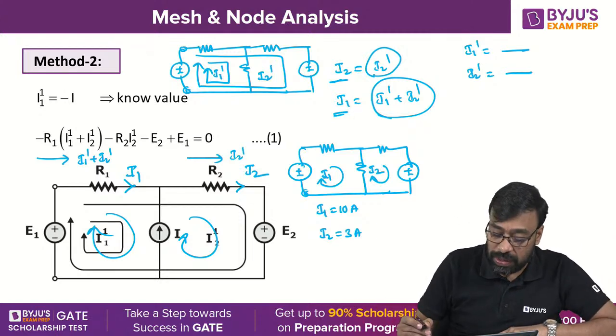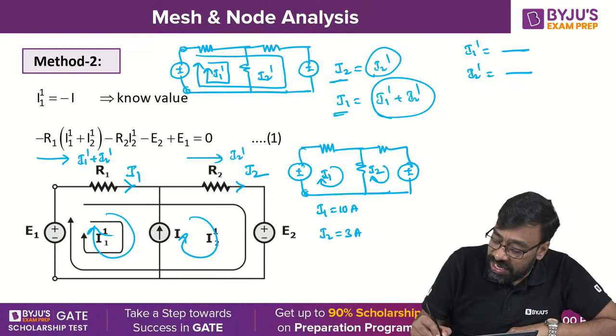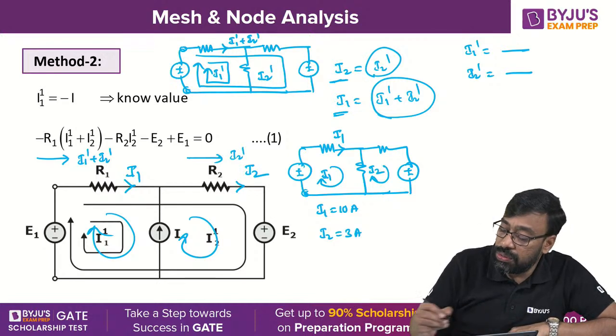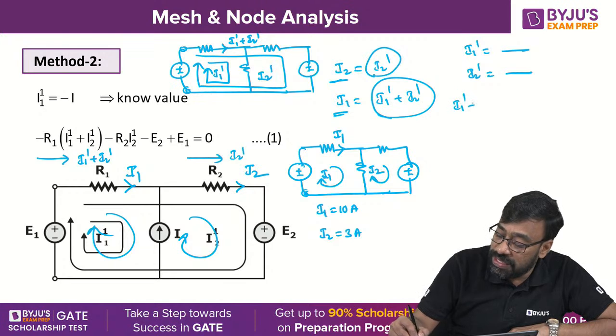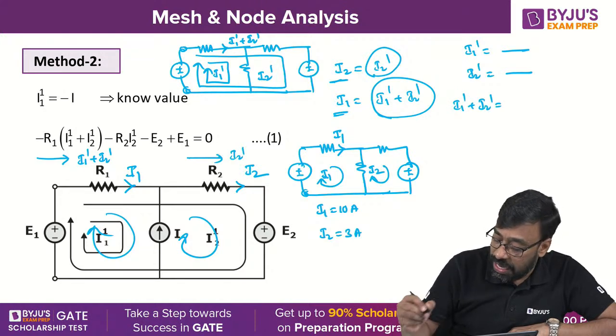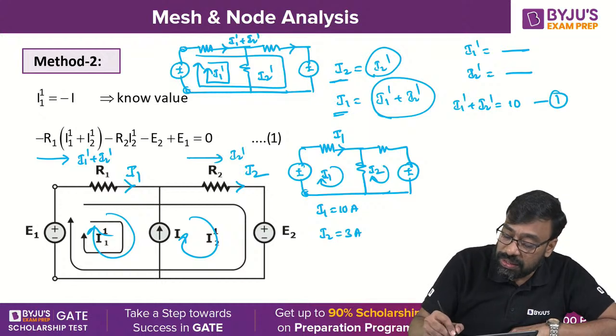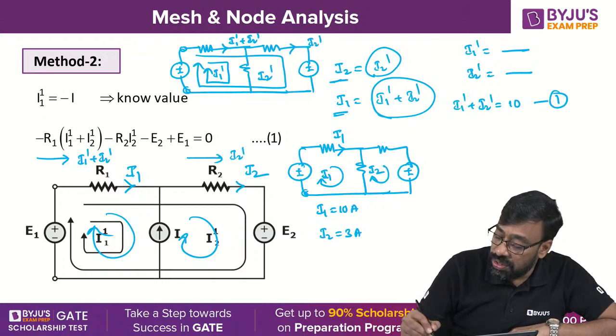Very good. Let me check once. See, the branch current remains same, right? This is I1, but whereas this one is what? I1 dash plus I2 dash. Yes or no? So I1 dash plus I2 dash will be what? I1 is nothing but 10 amperes. What about this one here? I2 dash. This is also I2. Both are same, right? So I2 dash is equal to 3 amperes.